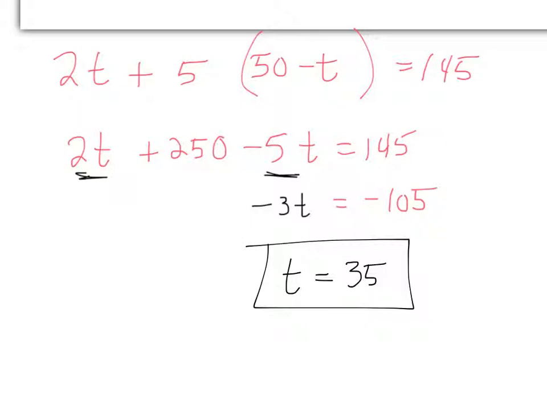So how many are left of the other type of question, if there's 35 two-pointers? 15, because it's a total of 50 questions, right? So there must be, f must equal 15. Because remember, together there were 50 problems. So if this makes up 35 problems that are worth 2 points, there's got to be 15 problems worth 5 points.